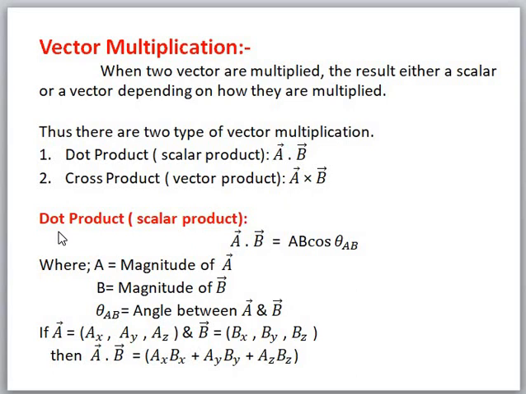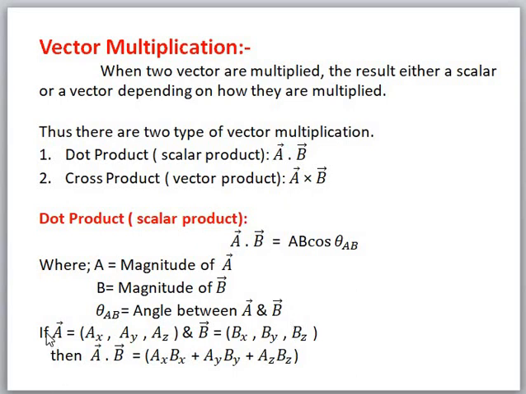Now let's see, the first point is dot product, also known as a scalar product. This formula is: vector A dot vector B is equal to magnitude of vector A into magnitude of vector B cos theta AB, where A is equal to magnitude of vector A, B is equal to magnitude of vector B, and theta is equal to the angle between vector A and vector B.